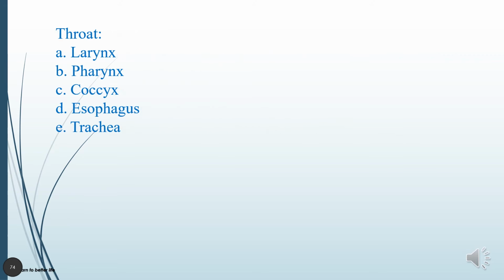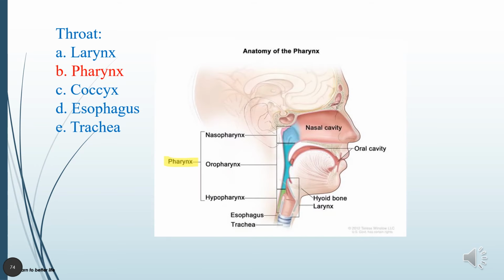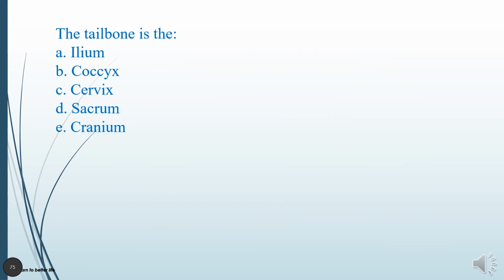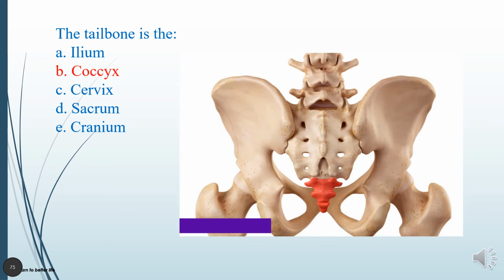Medical term for the throat is A. Larynx. B. Pharynx. C. Coccyx. D. Esophagus. E. Trachea. The answer is B. Pharynx. The tailbone is the what? A. Ilium. B. Coccyx. C. Cervix. D. Sacrum. E. Cranium. The answer is B. Coccyx.